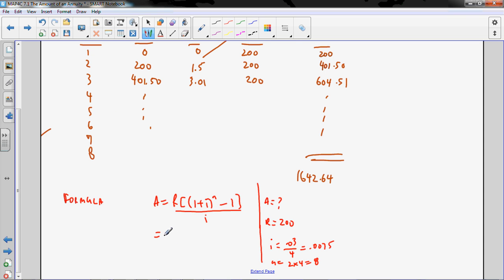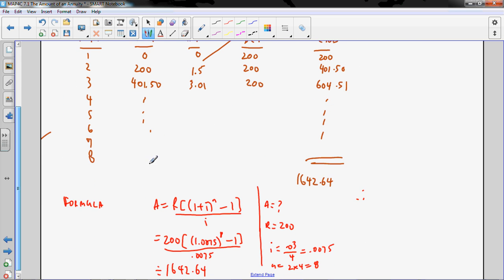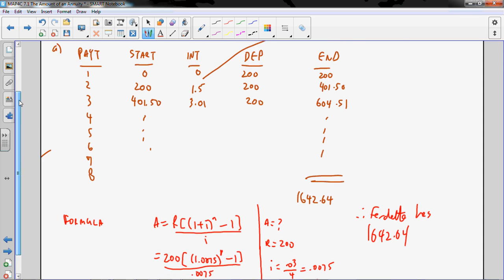But now I can just fire this into a calculator. And it is a bit difficult to put this into a calculator, but you can do it. You need to practice. See if you can get this. And I got 1642.64. And that's the total, right? Therefore, Fredette will have 1642.64.